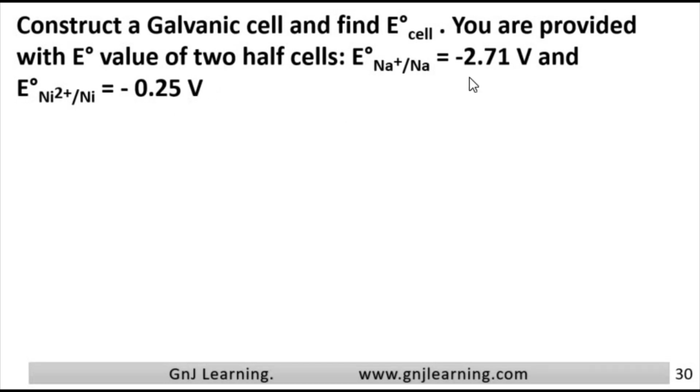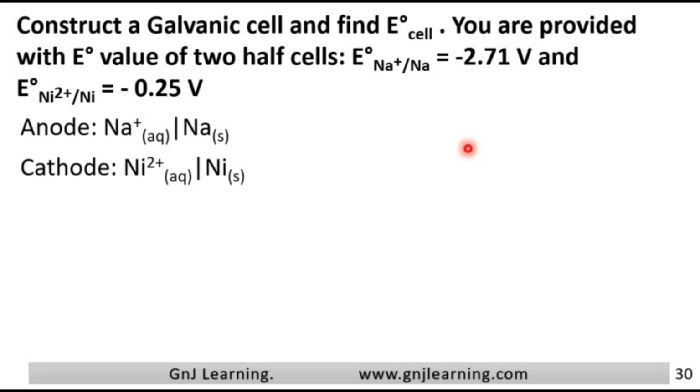So I have two electrodes and their E0 values. Which one will be the cathode? The one with higher reduction potential will be the cathode. If you look at the values, it is clear that nickel has the higher E0 value, so it will be the cathode, whereas sodium has the lower E0 value, so it will be the anode. So the first thing is identifying the cathode and anode. The anode is sodium and the cathode is nickel.